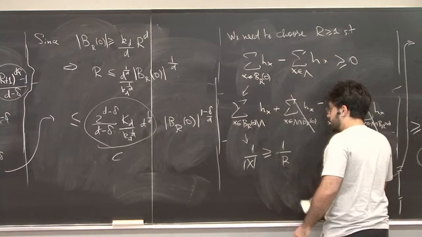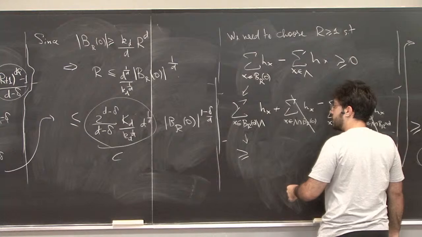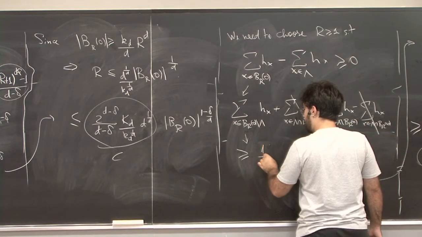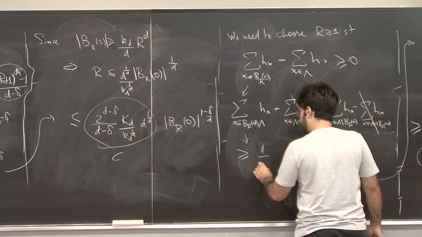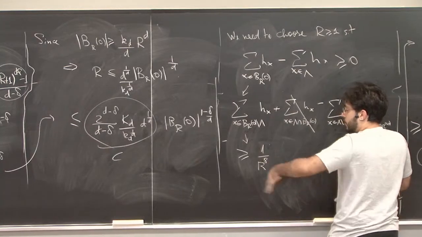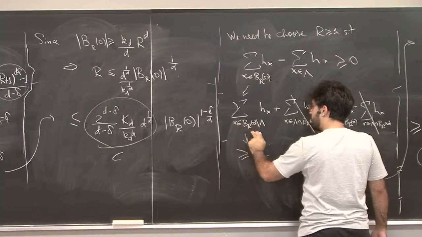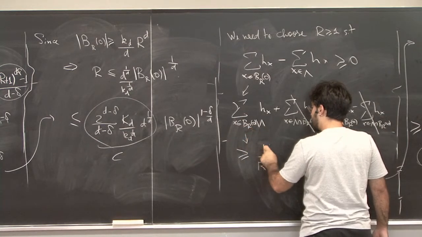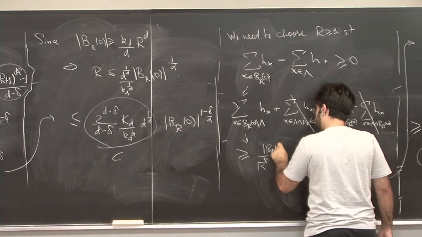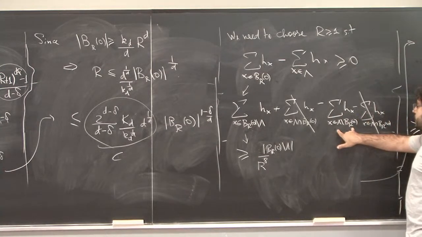So I can bound this quantity here. I can give a lower bound to this quantity here by the sum, 1 over r to the power delta. But now, since I gave a uniform lower bound, I have to sum every point inside this set. So this will give me the size of this set. Okay. So now I have to analyze this term.